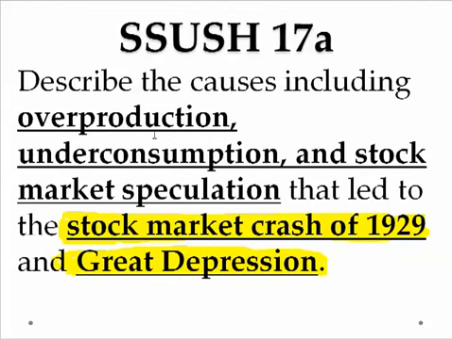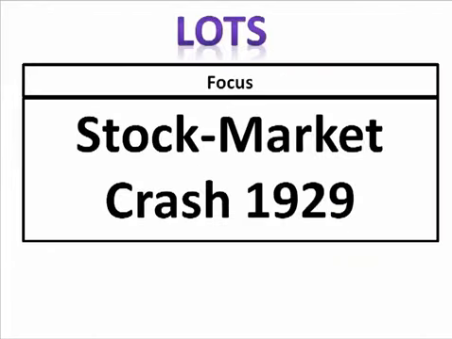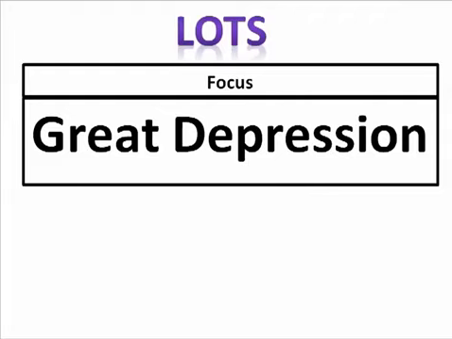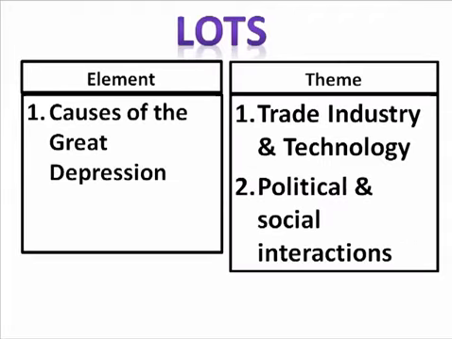Before we get to these causes, I'm going to touch on overproduction a little bit in this, but let's look at the stock market crash of 1929. What is a stock? What is the stock market? And what do we mean by it crashed in 1929? And then what's the Great Depression? What is that? Alright. So, stock market crash in 1929. We're going to focus on that in our standards. And then the Great Depression. Okay. So let's look. Our element here is causes of the Great Depression. And then we have a theme: trade, industry, and technology. Political and social interactions as well.